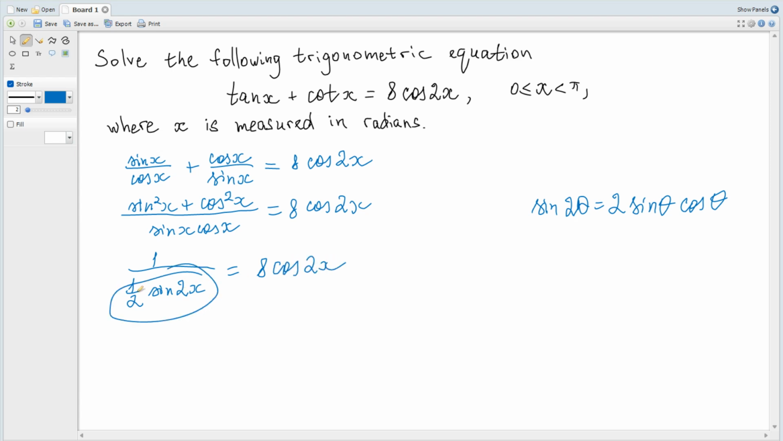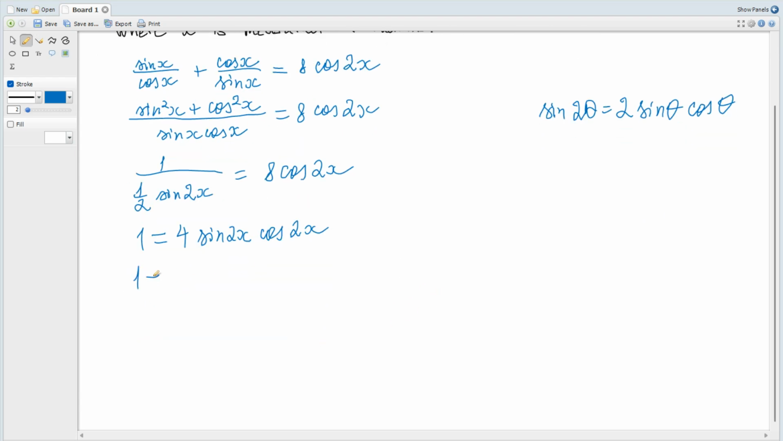Multiplying both sides by this, we get that 1 is 4 times sine of 2x times cosine of 2x, and applying the same double angle formula again, we get that 1 is 2 times sine of 4x, and then sine of 4x is a half. And sine equal to some value, or cosine equal to some value, can be solved using a unit circle.